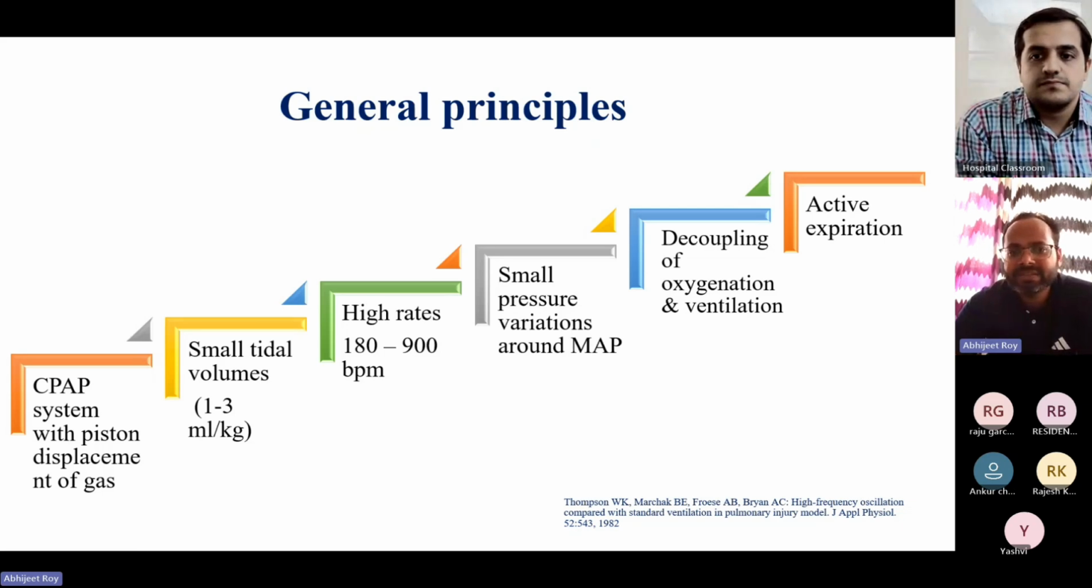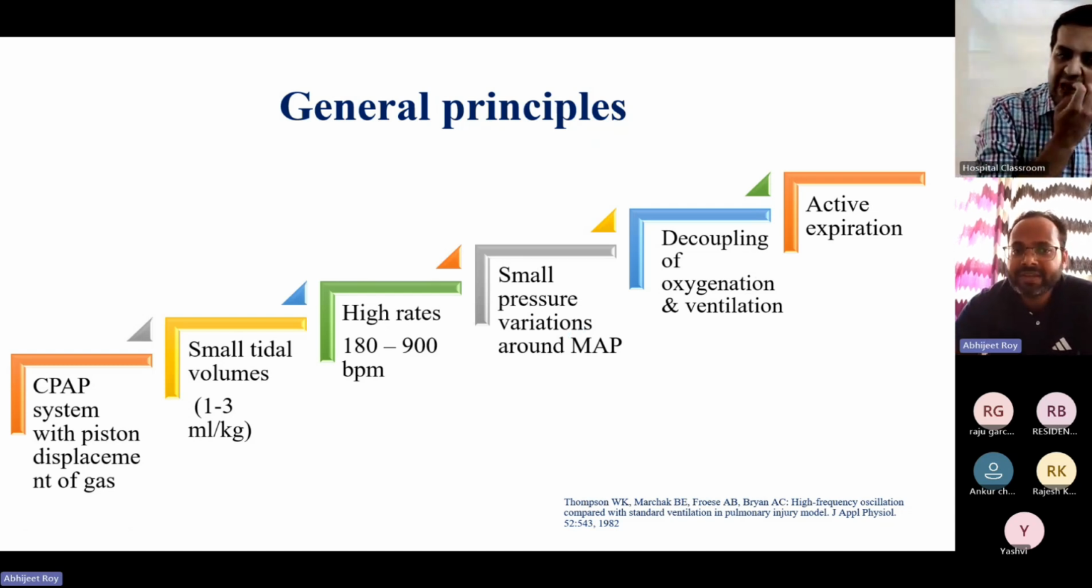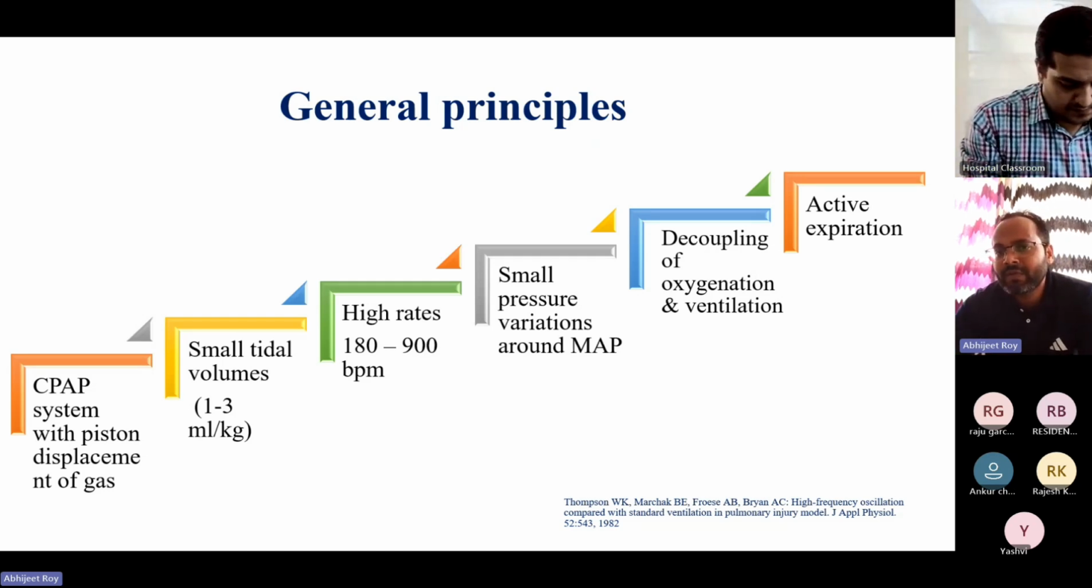So how is this achieved? This is achieved using small pressure variations around the MAP. The piston vibrates and generates gases at a set pressure, and then there are small pressure variations around this MAP. These pressure variations are delivered at very high rates, that is 180 to 900 breaths per minute. And also there is decoupling of oxygenation and ventilation. What does it mean? It means that the parameters controlling oxygenation are different from the parameters controlling ventilation.